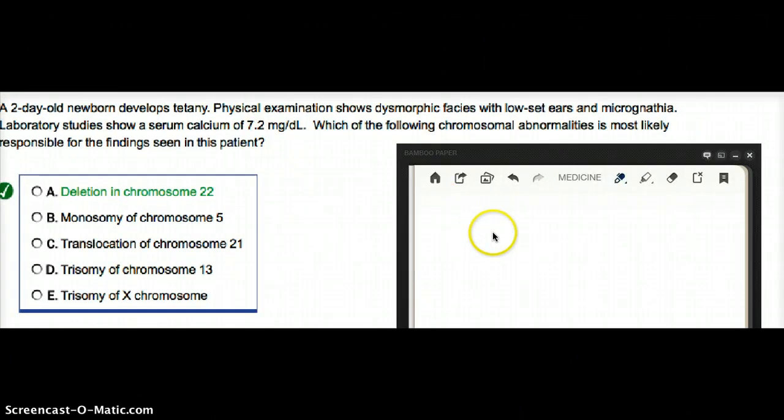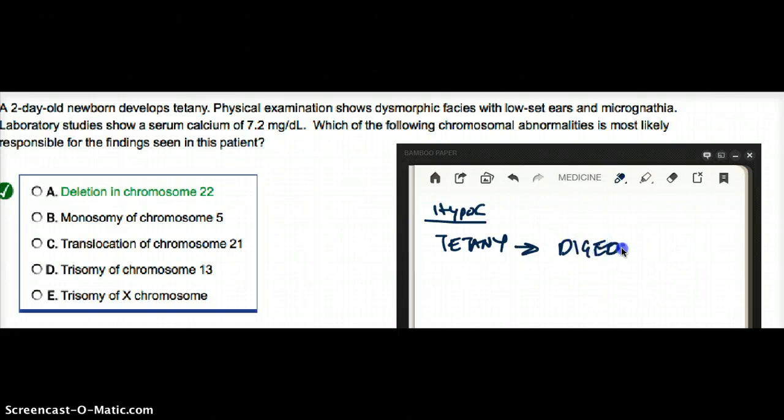Now, the first and the most important clue to this question is going to be hypocalcemia. Okay, and then this is a 2-day-old newborn with tetany. So this baby is born and immediately the baby starts having tetany. So that is not good, right? I mean, we should be already thinking of congenital problems that can cause hypocalcemia. And the first thing that comes to my mind is going to be DiGeorge.